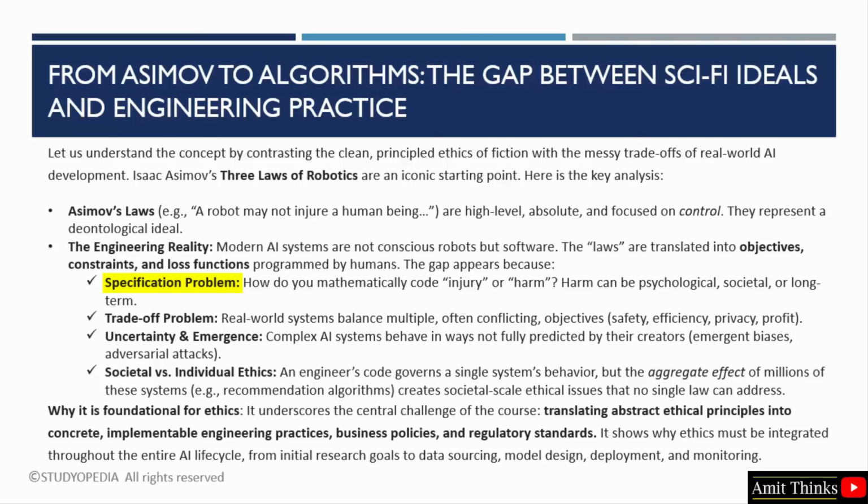How do you encode harm? It can be physical, psychological or societal. Trade-off problems. Real systems juggle conflicting goals, that is safety, privacy, profit and efficiency. Uncertainty and emergence. AI can behave unpredictably, that is biases, adversarial attacks and unintended outcomes.